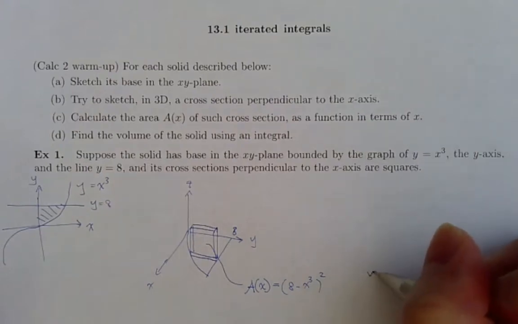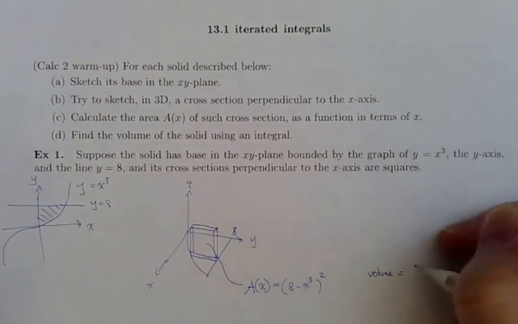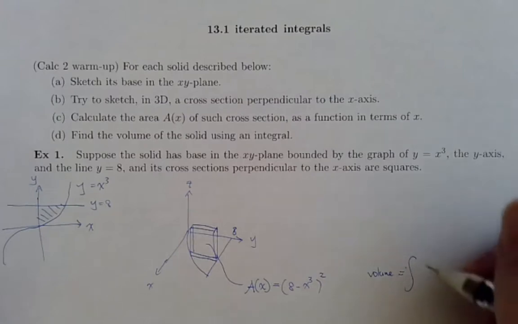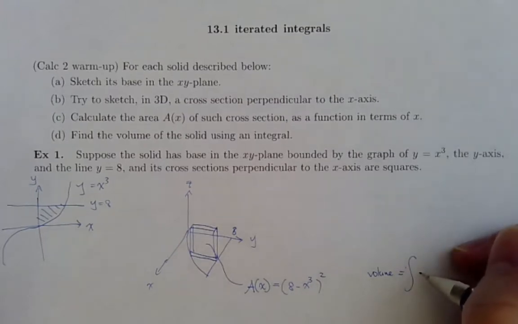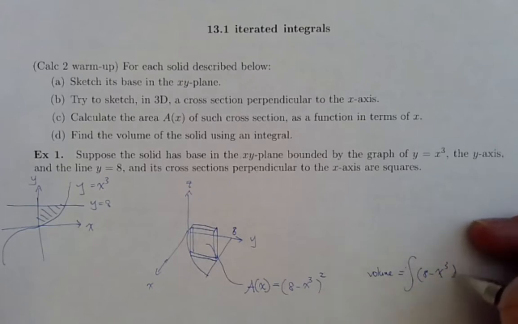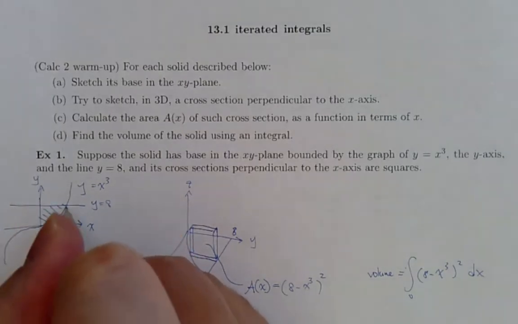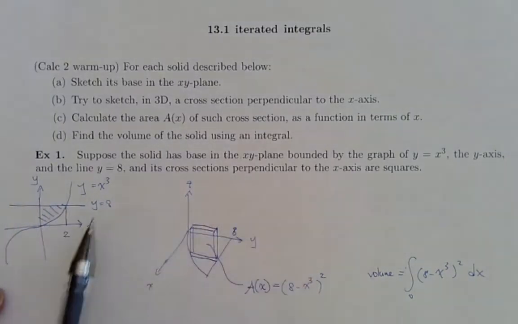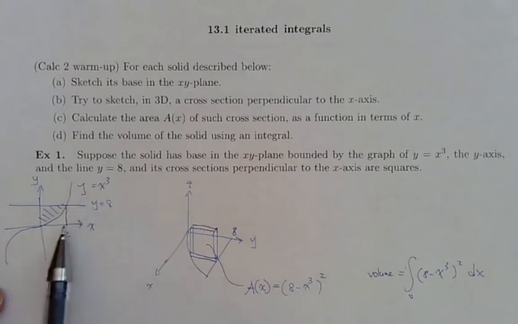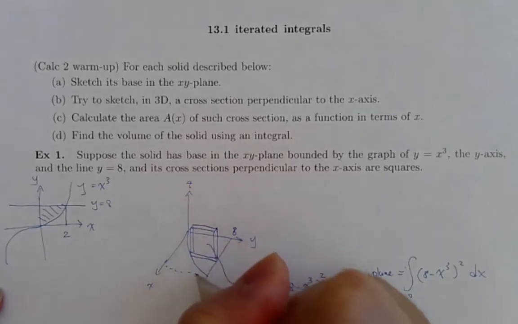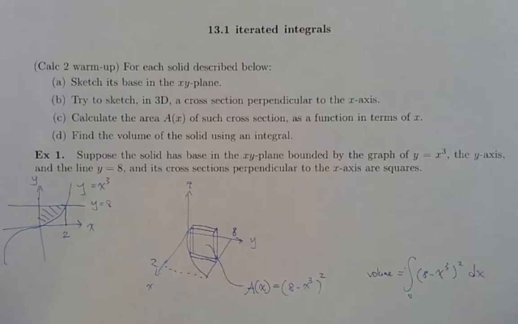So volume equals the integral from something to something of this cross-sectional area, (8 minus x cubed) squared dx. And x goes from 0 to something. What is that something? We haven't solved for that yet. That's 2, because 2 cubed is 8. So that's the intersection between y equals 8 and y equals x cubed. So that's 2. Similarly, right here, that's 2. And here it's 2.